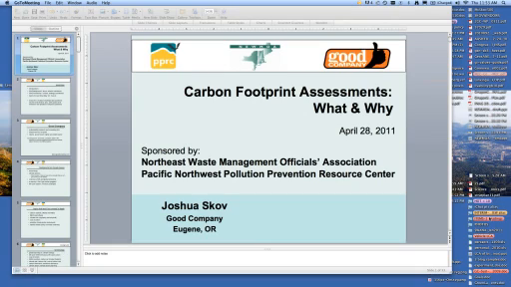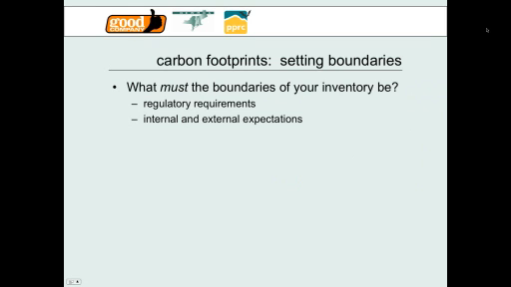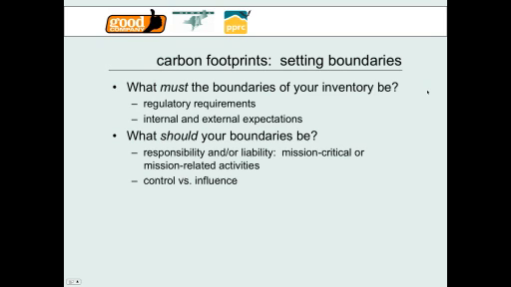If you have internal or external stakeholders who really expect you to quantify the emissions from a particular activity and you won't be able to get away with not doing so, then you have to consider that in the must category. So that's the first question to ask, and this is obviously the lowest common denominator, or the least you can do in terms of boundaries. Second, what should your boundaries be? What does that mean?